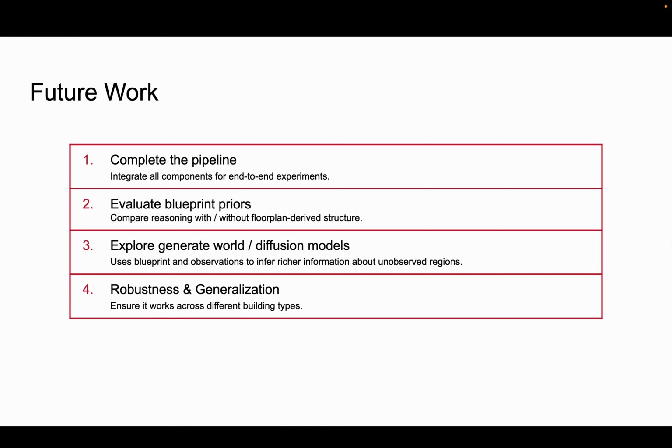Another direction we're particularly interested in is incorporating generative world models or diffusion models. A blueprint gives us valuable structural information about an unseen room, but it doesn't necessarily tell us everything that may be inside that room. A generative model could potentially combine the blueprint with sparse observations to build a richer hypothesis about unobserved regions. And finally, we'd want to study robustness and generalization across different types of buildings, rather than designing a system that only works for one particular environment.